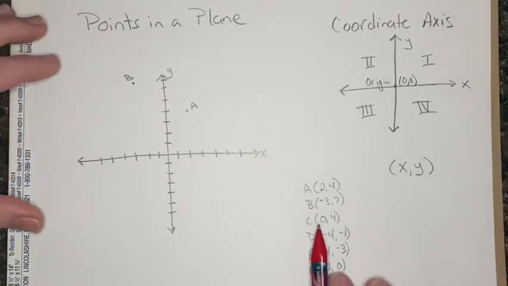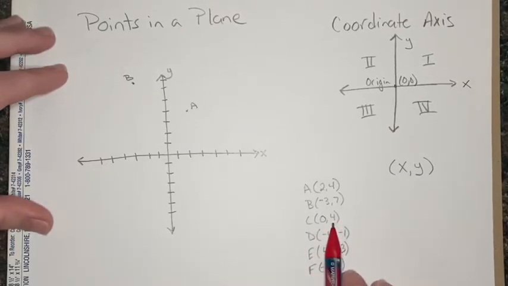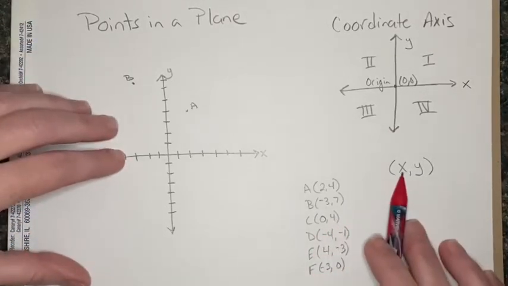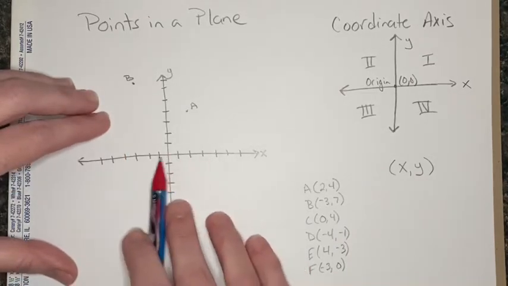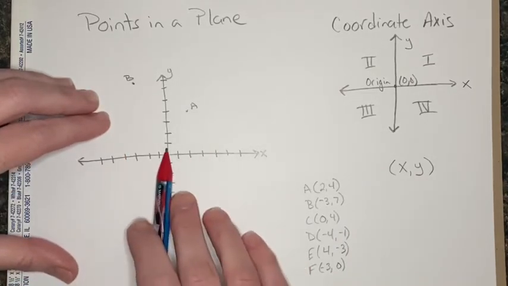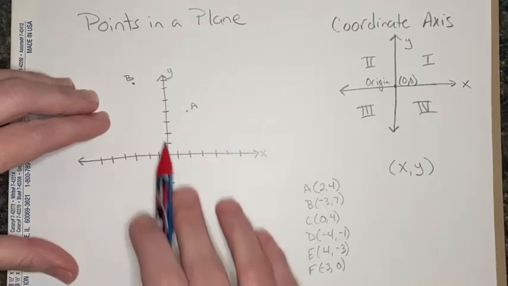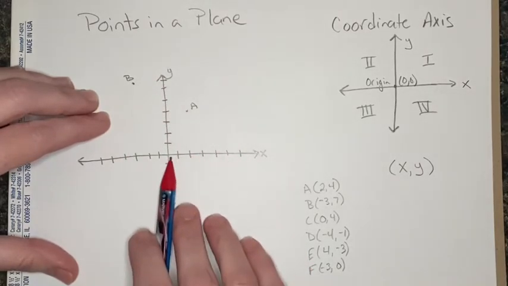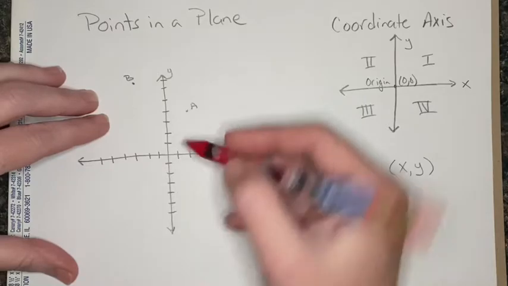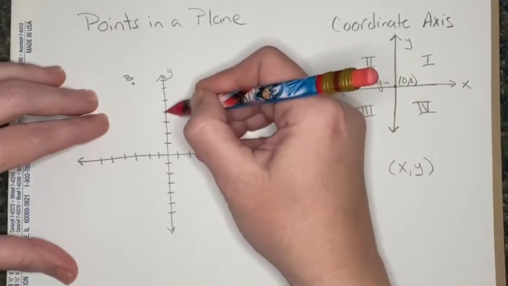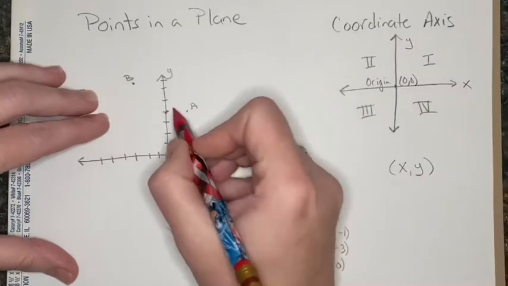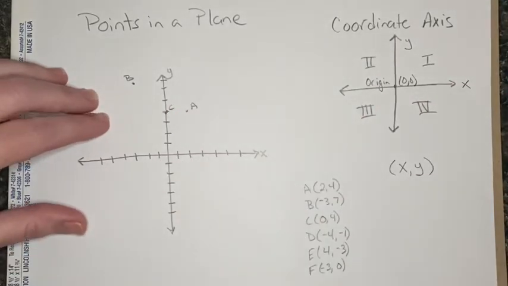Let's take a look at point C. Point C is at 0, 4. So 0 on our x-axis means we aren't moving to the right or to the left. That means we stay right on, technically, the y-axis. So we're at 0, positive 4. So we're going to come up 4 points. 1, 2, 3, 4. Our 0, 4 point is point C.